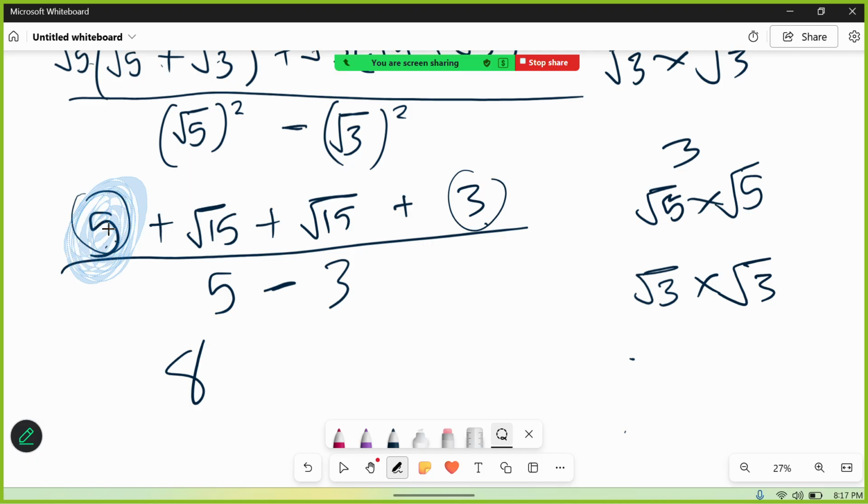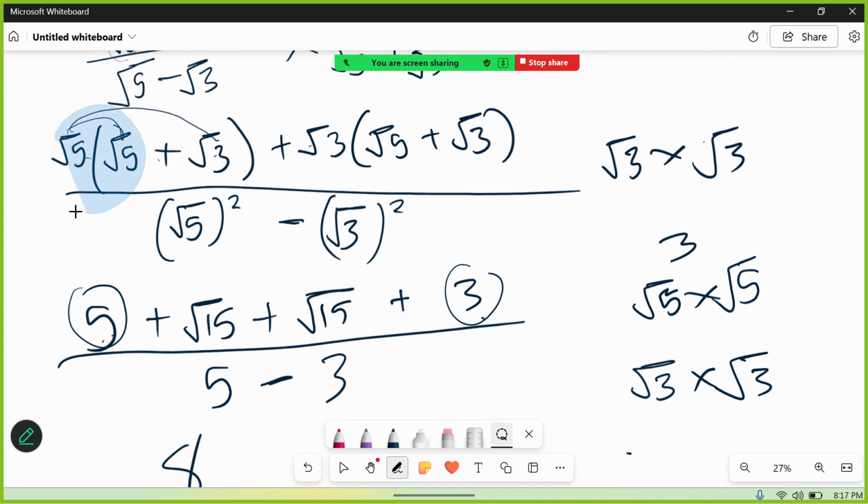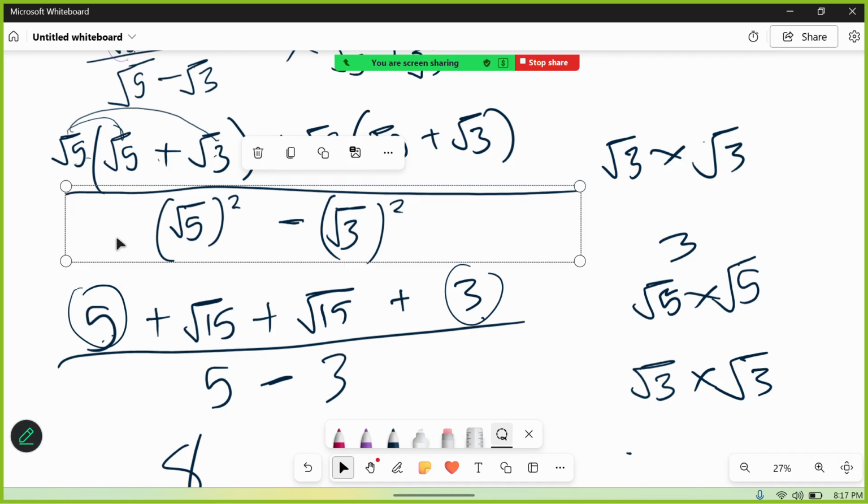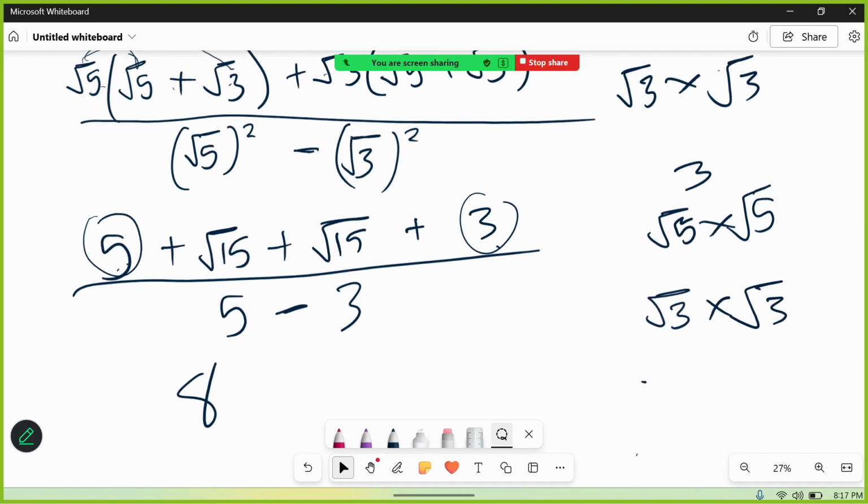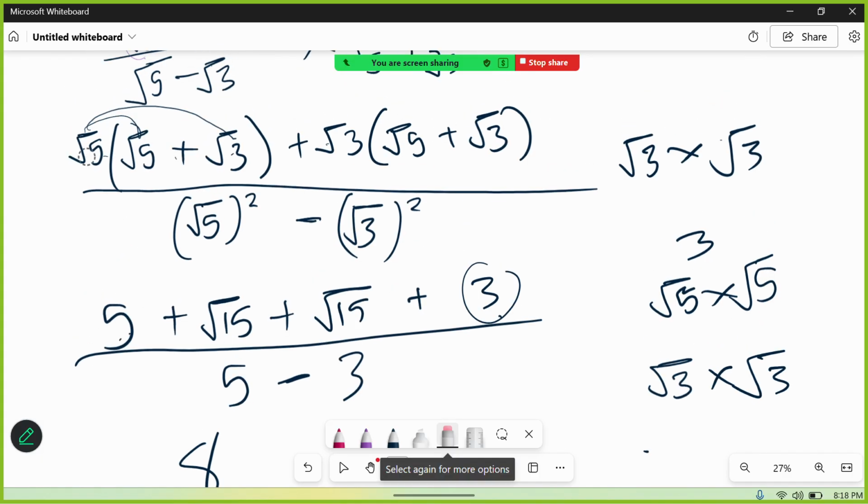How I got 5? Okay. I got 5 from here. Look up here. I got 5 from here. Are you getting that? That's where I got 5. And how did I get it? Let me clean this so that you see that. I said this root 5 here times root 5. Are you getting that? Root 5 times root 5. Do you understand that? There's a rule I've already explained earlier in the class, why root 5 times root 5 is 5.